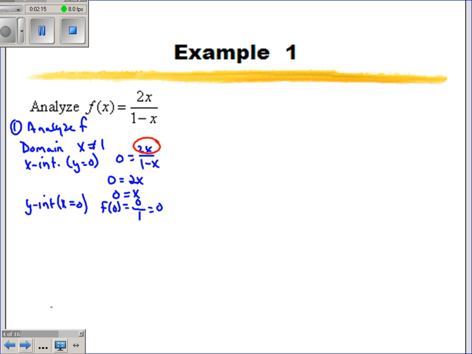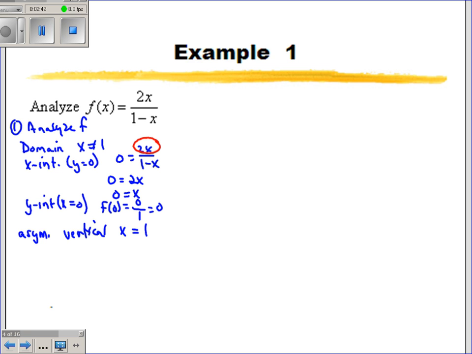Okay, now let's look at the asymptotes. Now vertical asymptotes, remember how we found those? The vertical asymptotes were going to be where the denominator was 0 once you had the fraction reduced. If you look at this fraction, it's already reduced. There's nothing that would factor in the numerator. So it's already reduced, so we know we have a vertical asymptote at x equals 1.